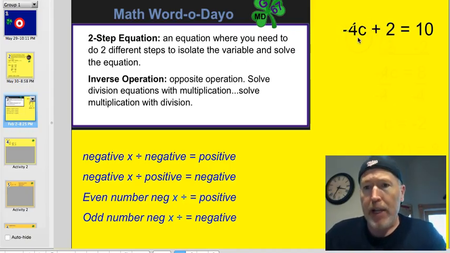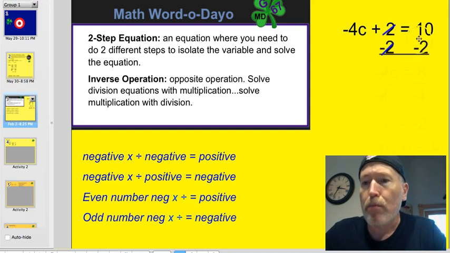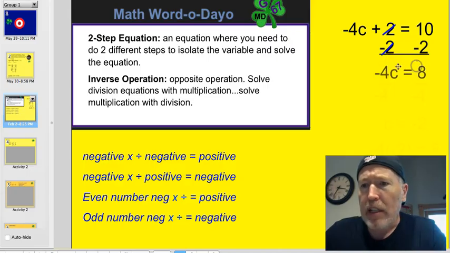All right, so let's take a look at the second problem of the night. We have minus 4c plus 2 equals 10. Again, our goal, get c by itself. Let's first get rid of this 2. So we're going to go ahead and subtract 2 from both sides. Our 2s on this side cancel off, leaving us with minus 4c equals 8.